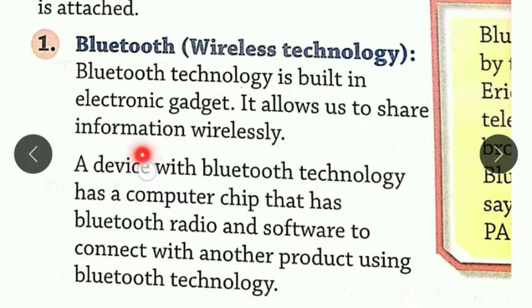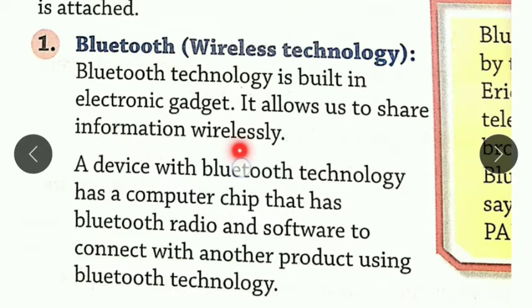Did you use a wire? Did you attach any wire there? No. So this technology is called the Bluetooth technology. Now let's see. Bluetooth technology is built into electronic devices, which means most electronic devices have this technology. For example, television, your washing machine, your mobile phone, your computer, your laptop. Many electronic gadgets have this Bluetooth technology. Then this technology allows us to share information wirelessly.